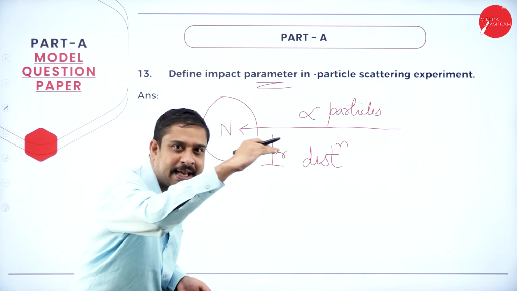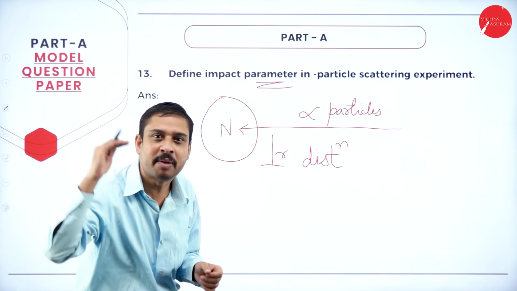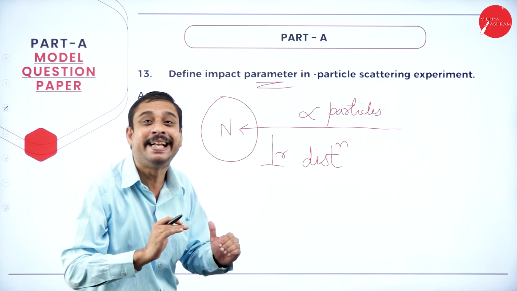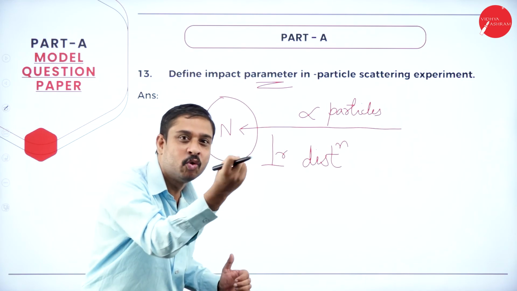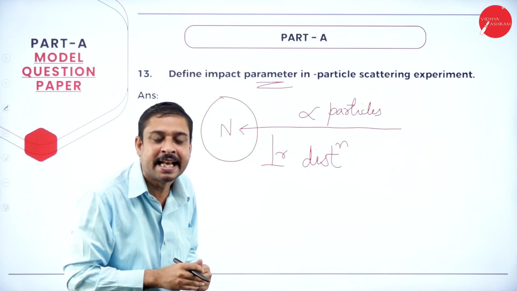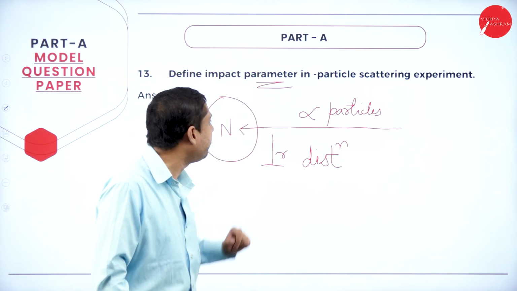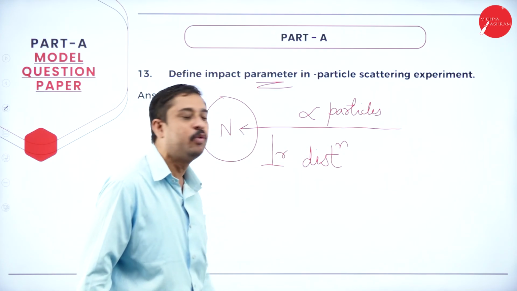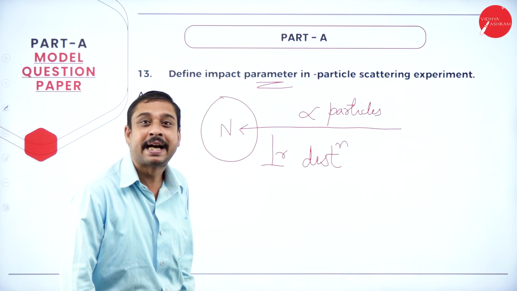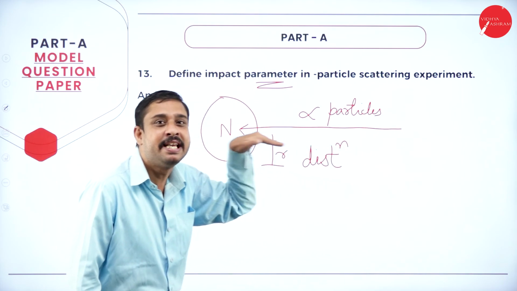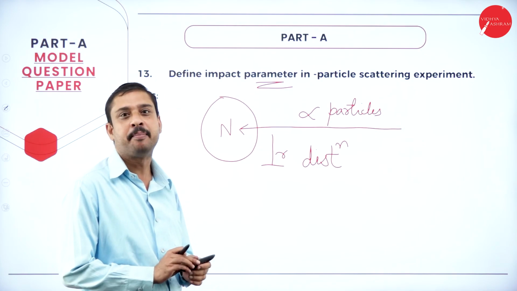Initially the alpha particles travel in one direction. Some of them may pass straight, some may get deviated by an angle of 90 degrees, some strike the nucleus and return back by 180 degrees, which we call backscattering. So impact parameter is the perpendicular distance from the center, considering the initial direction of projection. That is what is called impact parameter.